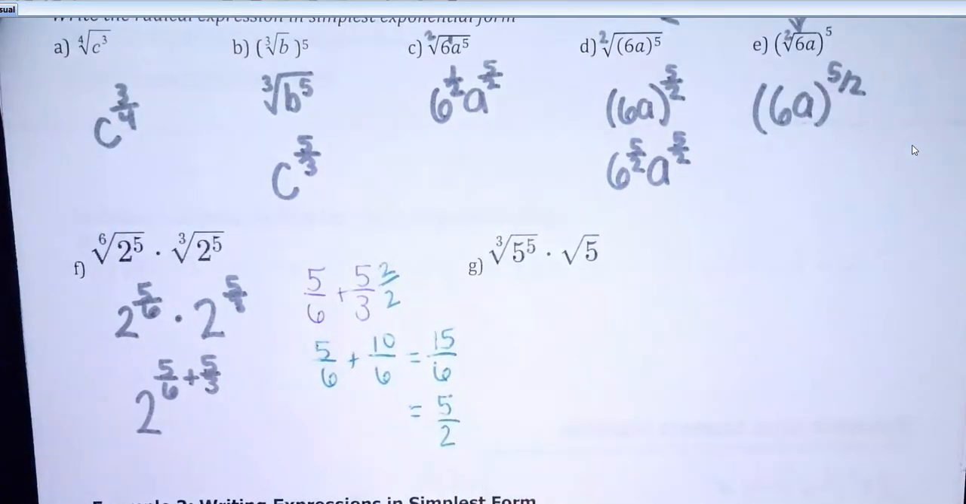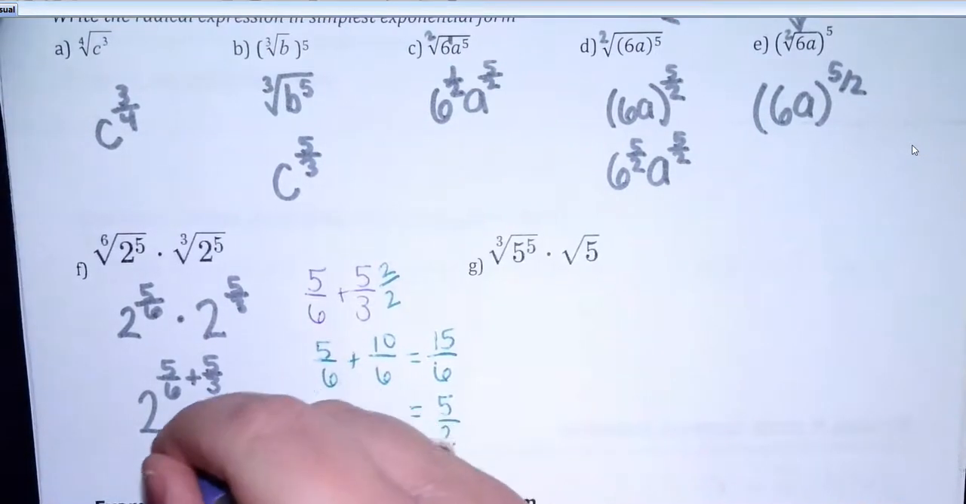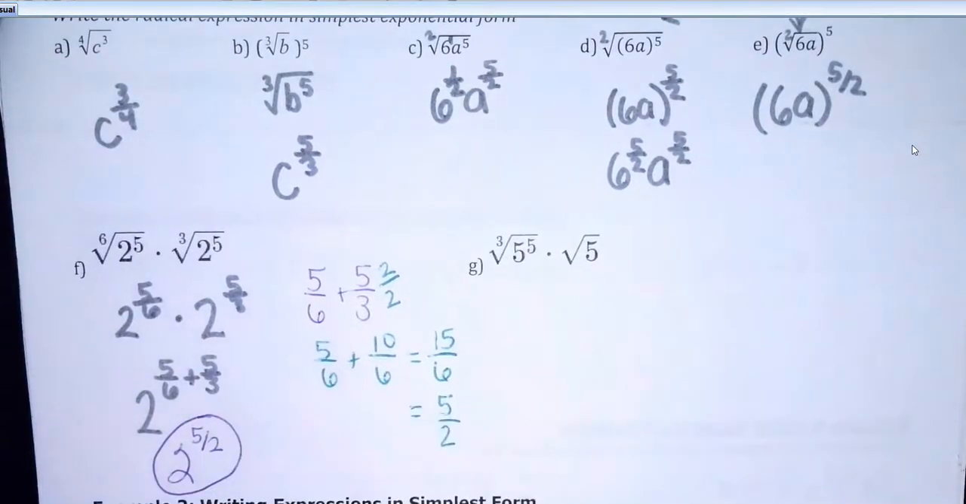So ultimately, once I get that simplified, my exponent should be 5 over 2. So back over here, my answer is 2 to the 5 over 2 power. And it does say leave it in exponential form, so that means I want to see an exponent. We don't want to convert that back into radical form, which would have a root of some kind.